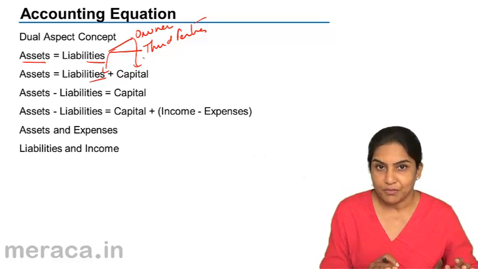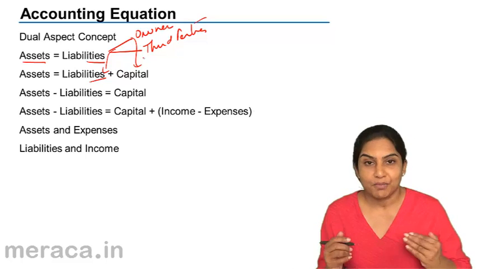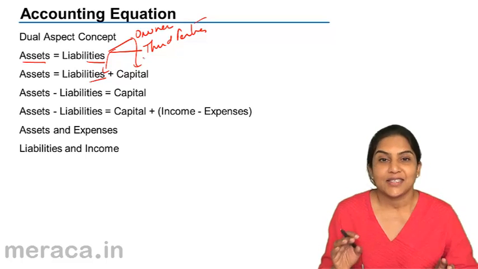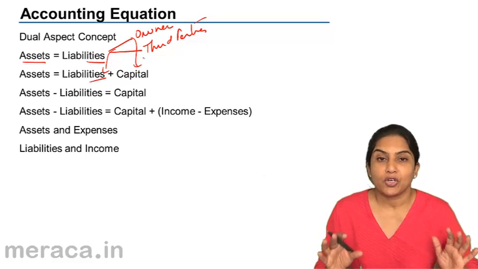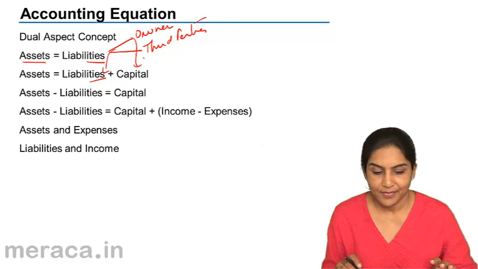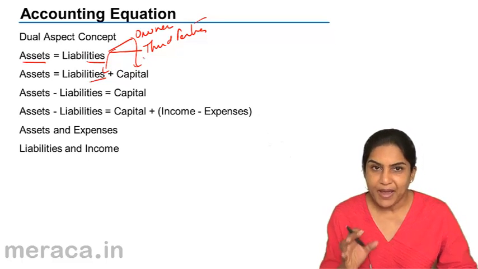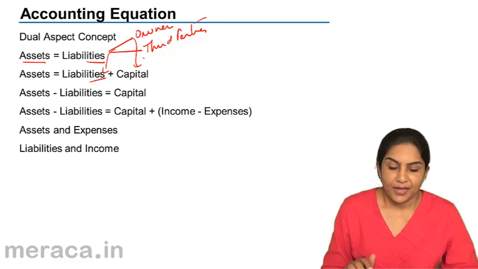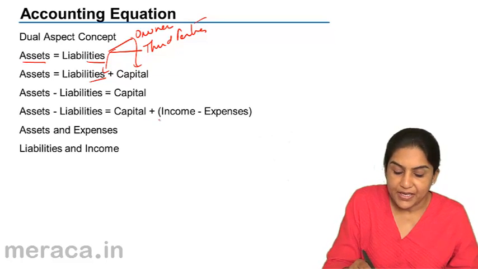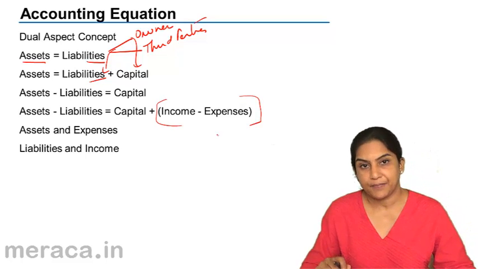So assets are what the business owns. Liabilities are what the business owes. And assets minus liabilities is nothing but capital. It is what belongs to the owner, the net worth of the business. We can expand this a little further and say that assets minus liabilities is equal to capital plus income minus expenses.